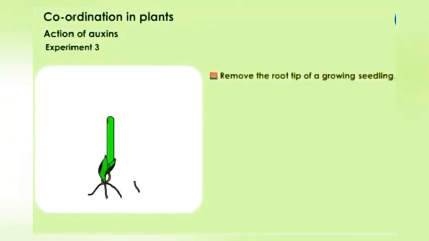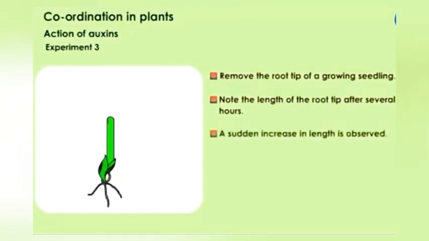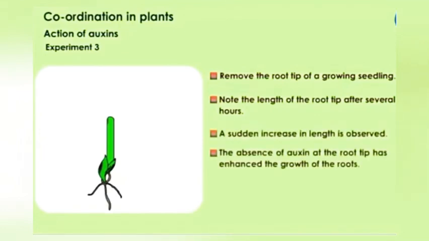Experiment 3. Remove the root tip of a growing seedling. Note the length of the root tip after several hours. A sudden increase in length is observed. The absence of auxin at the root tip has enhanced the growth of the roots. Auxins inhibit growth in roots.